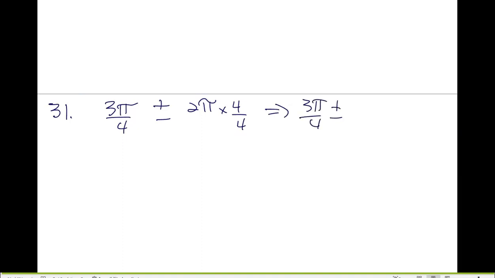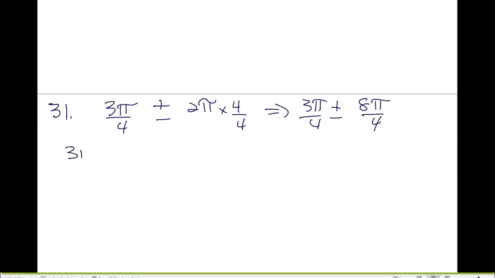So 31 is coterminal angles. The measure of an angle in standard position is given. Find 2 positive and 2 negative angles that are coterminal with the given angle. Okay, so I want to do 31, and the given angle is 3 pi over 4. So I'm going to have to add and then subtract 2 pi, but 2 pi is not going to work until I convert it, so 3 pi over 4 plus and minus 8 pi over 4, okay?